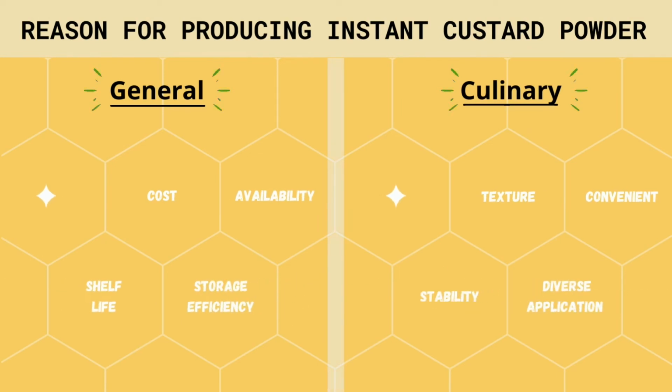Despite the delicious taste of the instant custard itself, this custard can benefit consumers generally and also in the culinary field. Here are some reasons to support the production of instant custard powder, which are generally cost, availability, shelf life, storage efficiency, and for the culinary field, texture, convenience, stability, and diverse application.